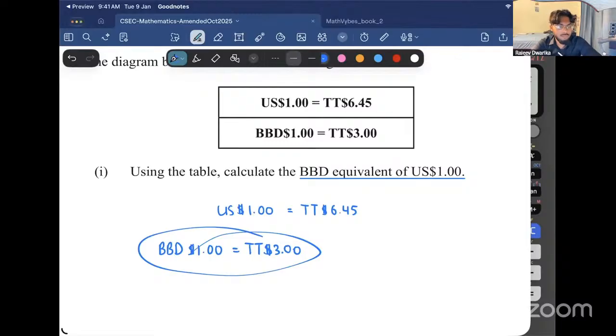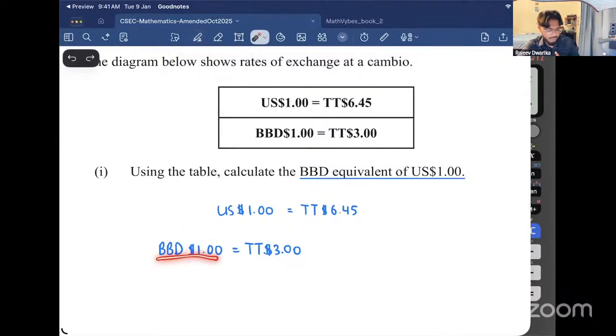Minusing the $6.45 by $3. Nah. So here, 1 BBD is 3 TT dollars. So how would I find what 1 TT dollar is in terms of BBD? How would I do that? What should I do on both sides if I want to find 1 TT dollar? Talk to me.